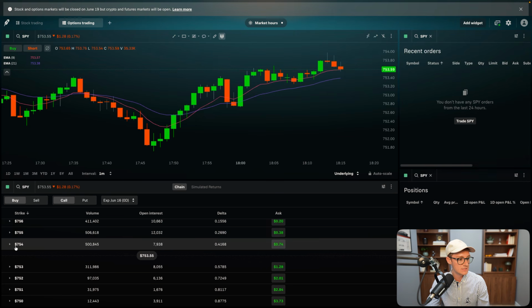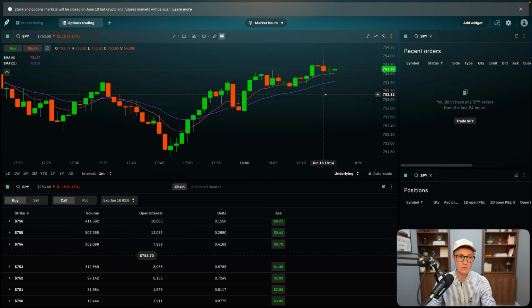So really the most ideal contract, if we wanted to buy a call right now, would be the 754 call. The delta is 0.41 and these are $80 a contract. So at this point, you understand what we're looking for as far as the entry goes, and then the ideal contracts to buy, whether it's a call or a put.